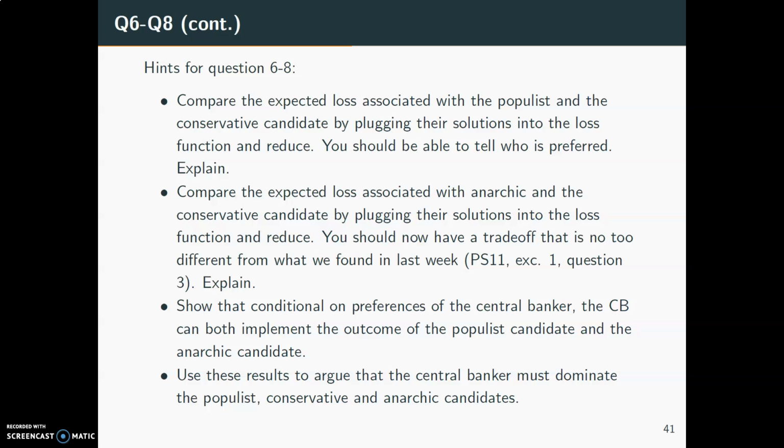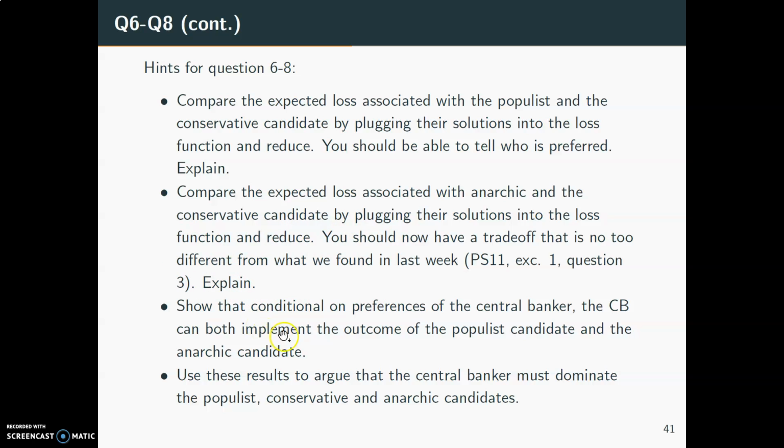You have a trade-off, but this trade-off is not too different from what we had last week in problem set 11, exercise 1, question 3 or question C. But because we also now have different supply shocks to the Eurozone, the trade-off looks mathematically a bit different. Okay. So try and explain what's going on when you have solved this.